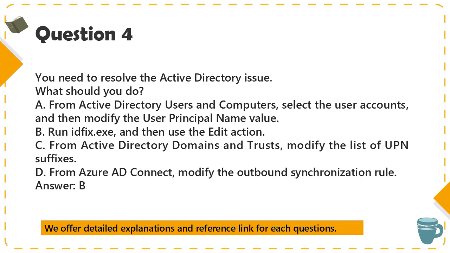Question 4. You need to resolve the Active Directory issue. What should you do? A. From Active Directory Users and Computers, select the user accounts, and then modify the user principal name value. B. Run idfix.exe, and then use the edit action. C. From Active Directory Domains and Trusts, modify the list of UPN suffixes. D. From Azure AD Connect, modify the outbound synchronization rule. Answer: B.